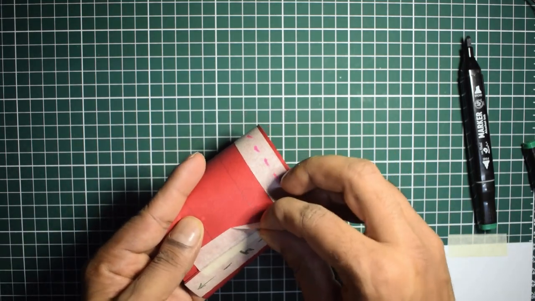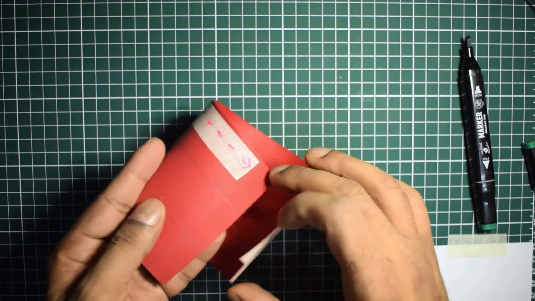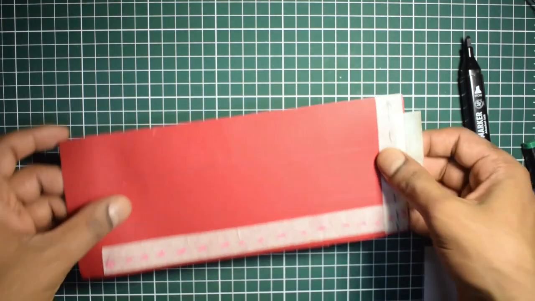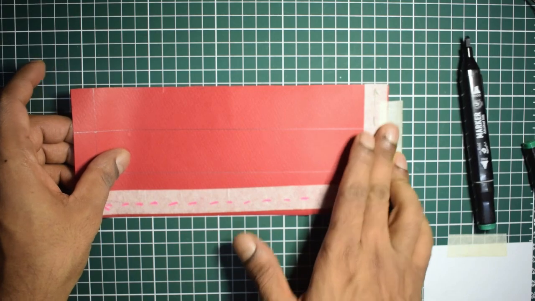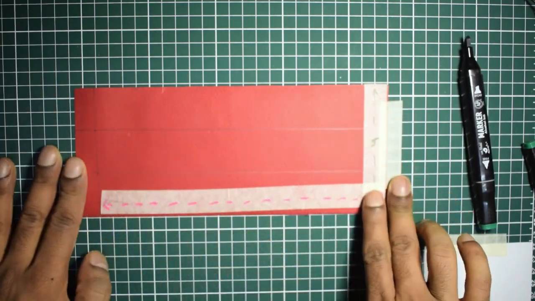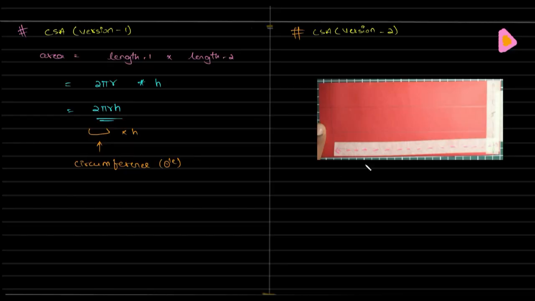So if I open this up, how will it look? What do you think it would be? You can pause and think it over. See, it looks like a rectangle, is it not? Okay, so it looks like a rectangle whose base is of length 2 pi r and the height is h. So rectangle area is what?